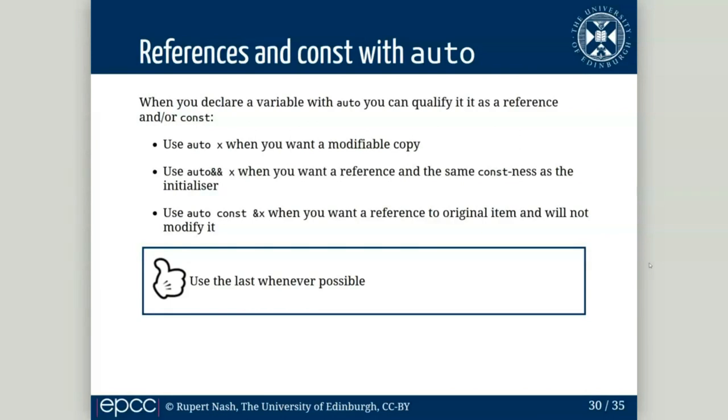You're going to maybe call member functions to access the data and give you some values, but you're not going to actually modify it. And as the big thumbs up says here, we want to use the last version whenever possible. So as often as possible, we should make everything const, and we should use constant references unless we're actually going to have to update what we're referencing.